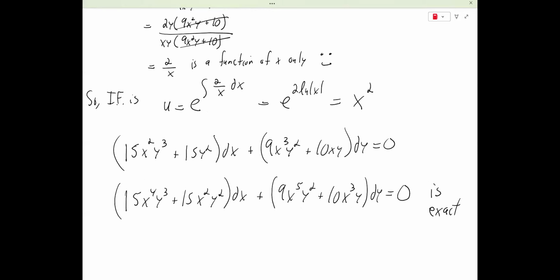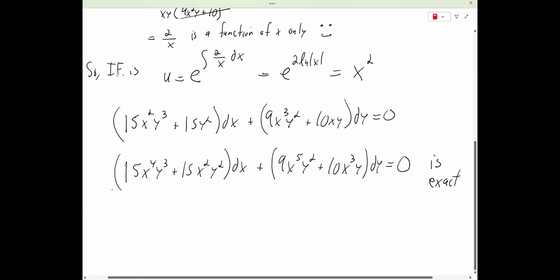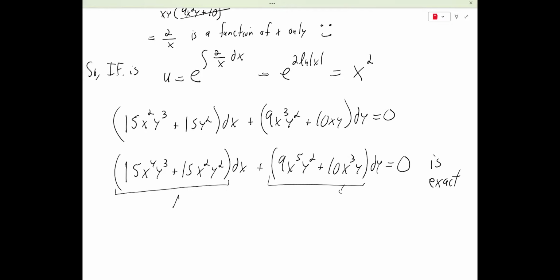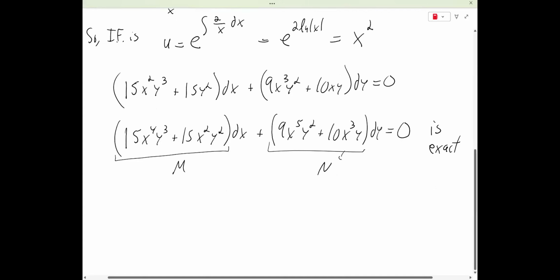Now remember, once it's exact, there's a thing you can do here. You identify this. This is like your M, or actually I don't have to use the M and N really. This is like the new M and the new N for our new problem. So now what you do here, this is the part, we're looking for an f of x, y for this.